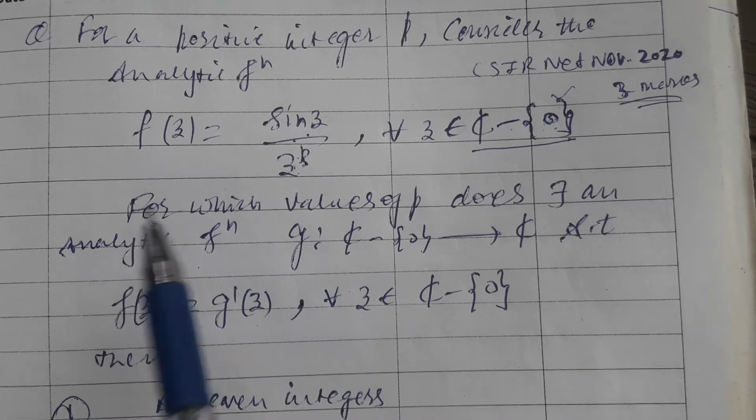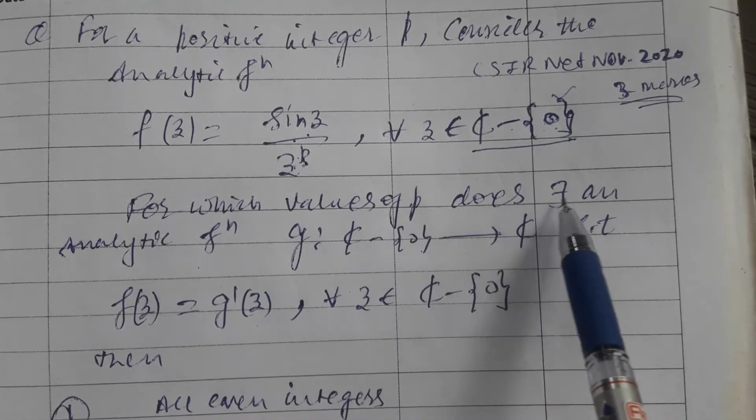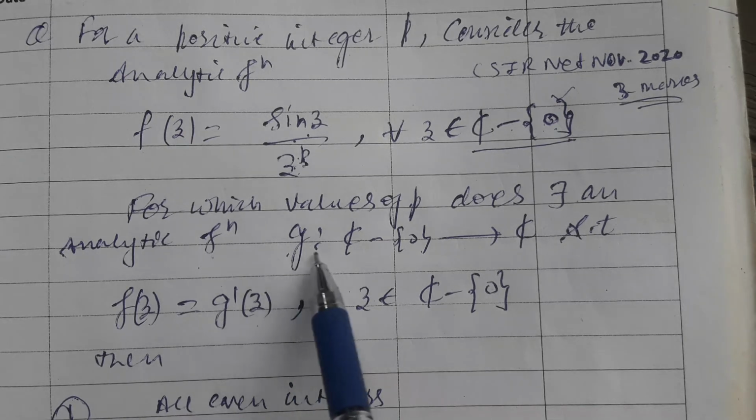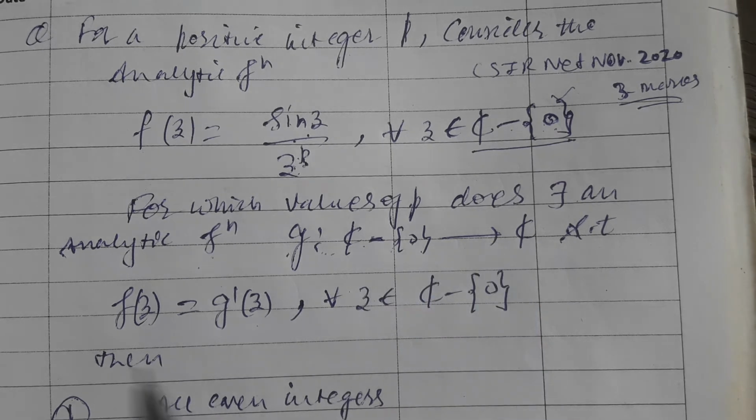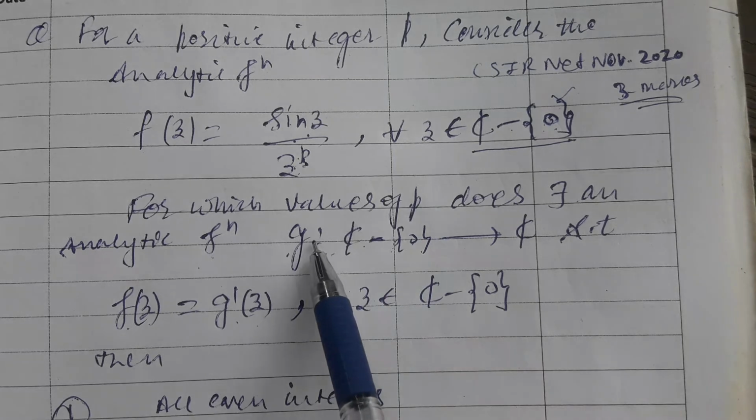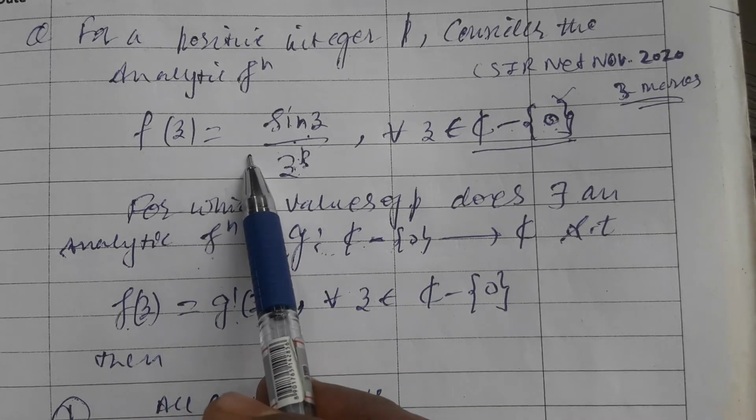Now we are asked for which values of p there exists an analytic function, whose domain of analyticity is C minus 0, such that its derivative is just my original given function.